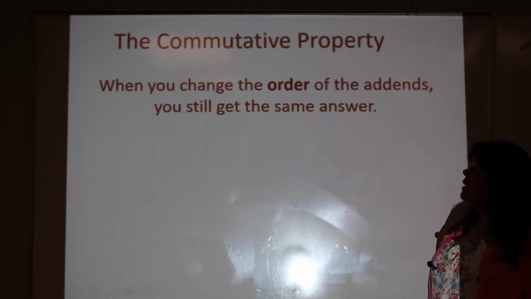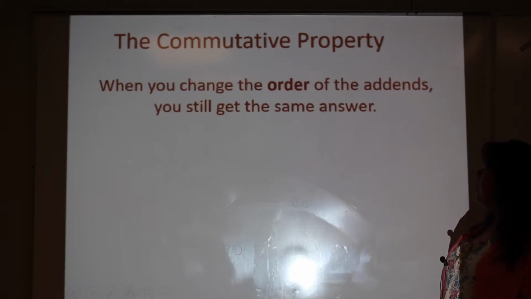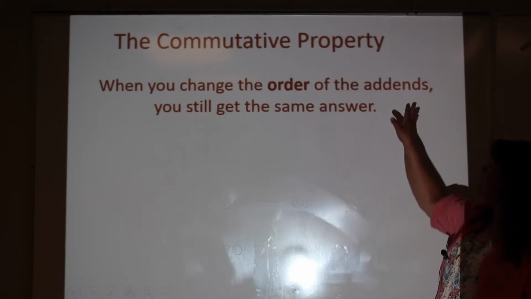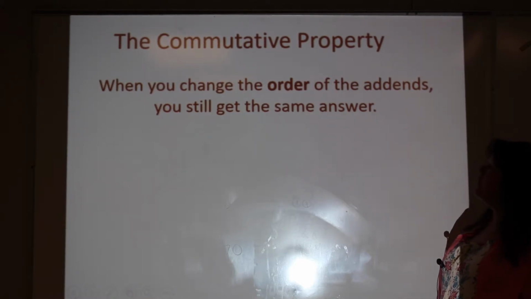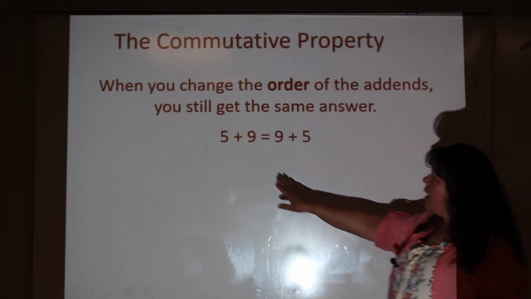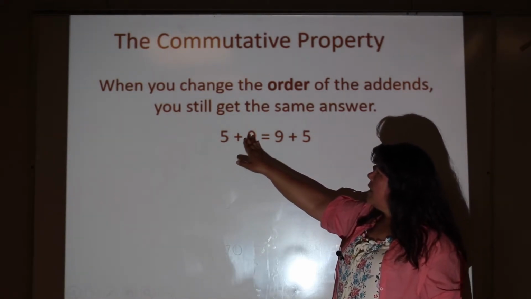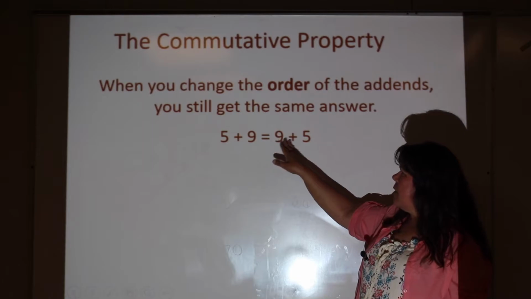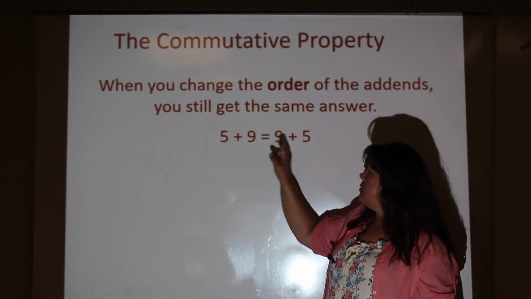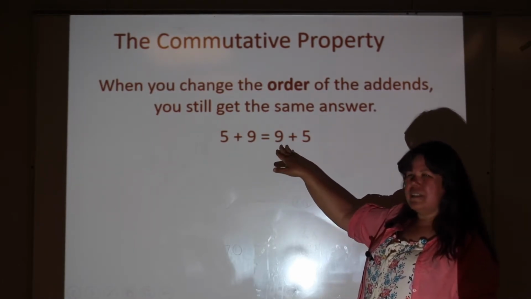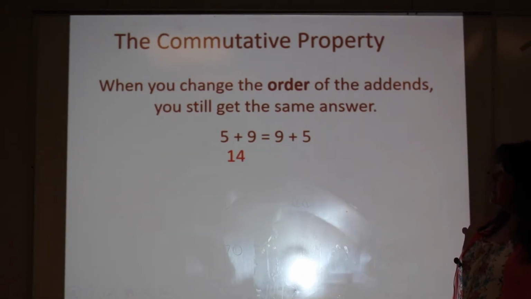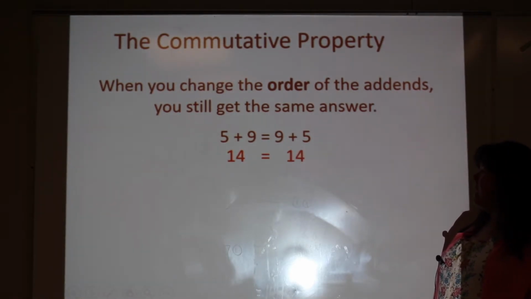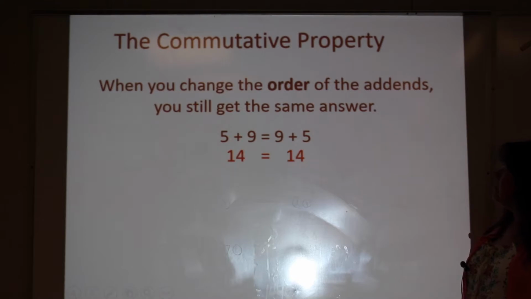Commutative property says when you change the order of the addends, remember addends are the numbers that we add, you still get the same answer. So if I have 5 plus 9, it equals the same thing as 9 plus 5. I just switched these two numbers to become this way, just like in multiplication. So I still get 14. 9 plus 5, I get 14, so it's the same.